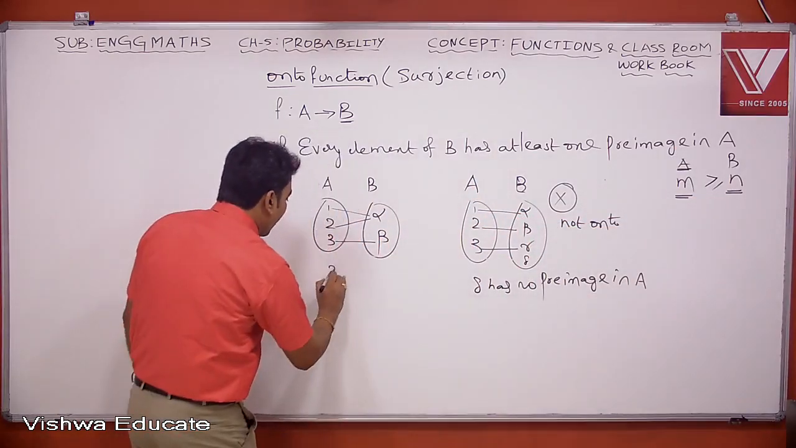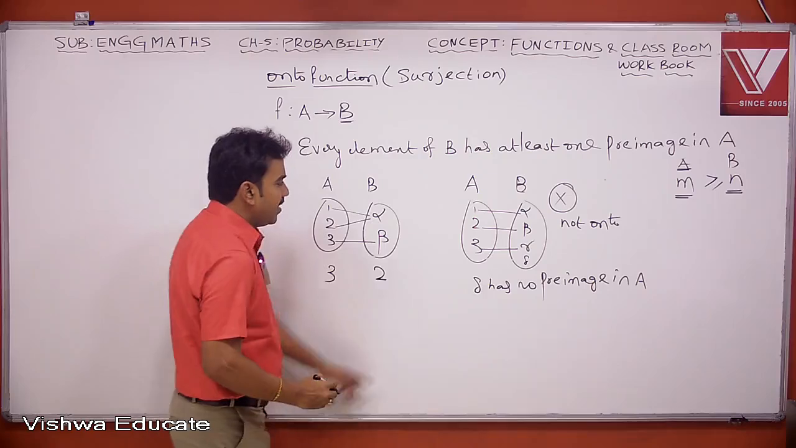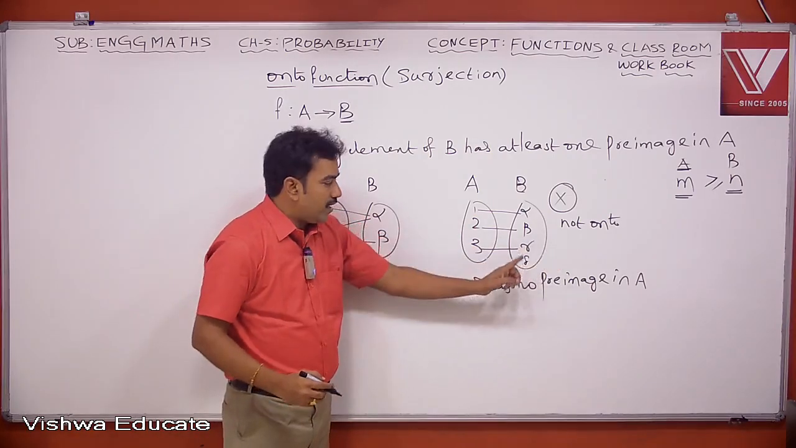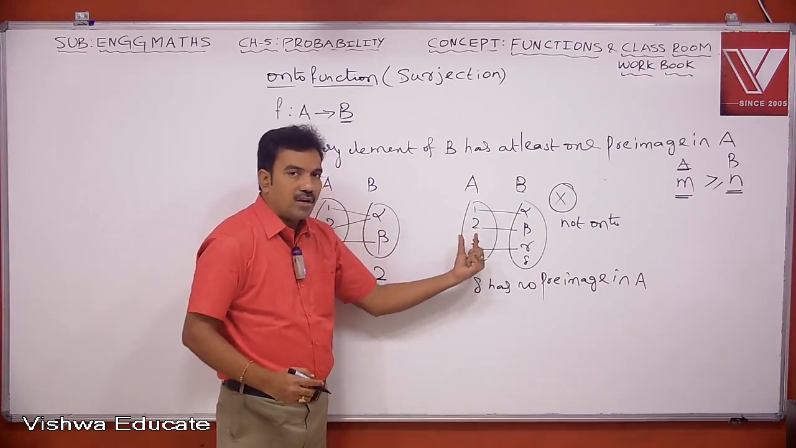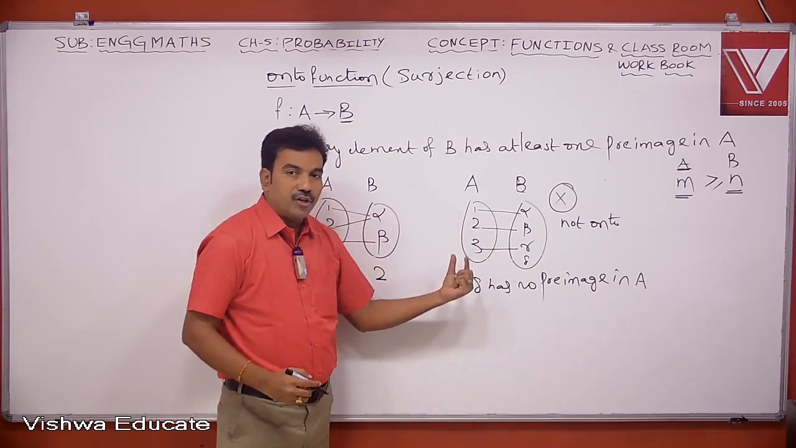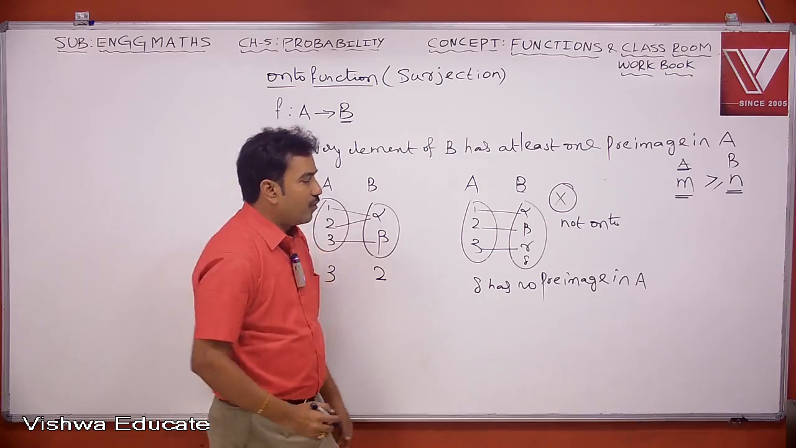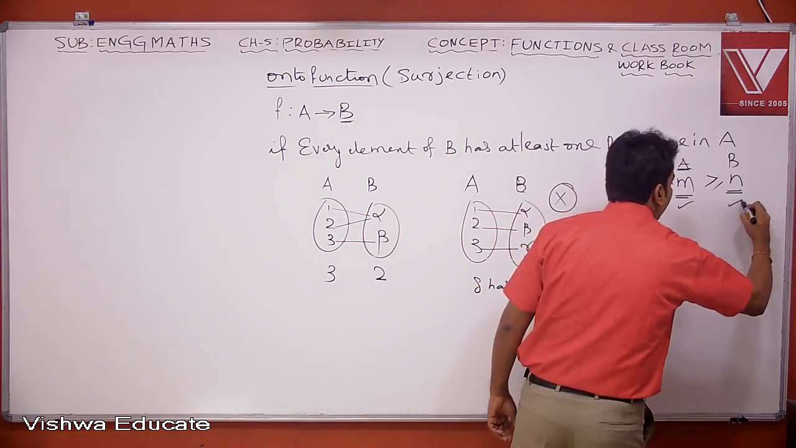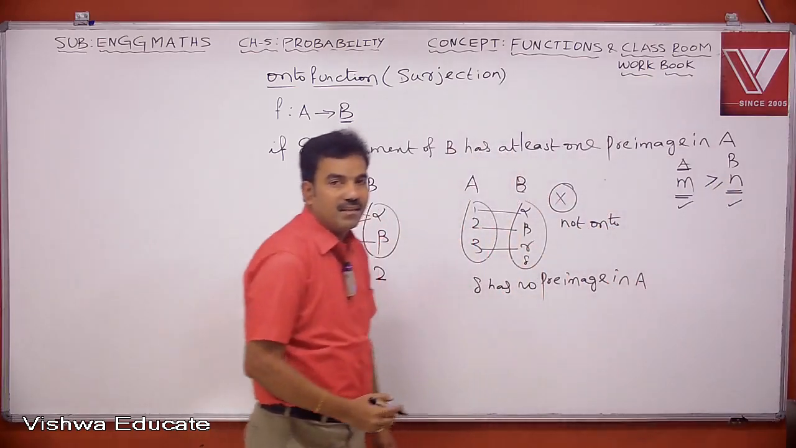Here you can see we have 3 elements, 2 elements. Here 3, 4. You can have maximum 3 elements. But here one element is in excess in B when compared to A. Therefore, we are getting a function but not onto. Therefore, if you want to get onto function between two finite sets, the number of elements in the first set must be greater than or equal to number of elements in the second set.